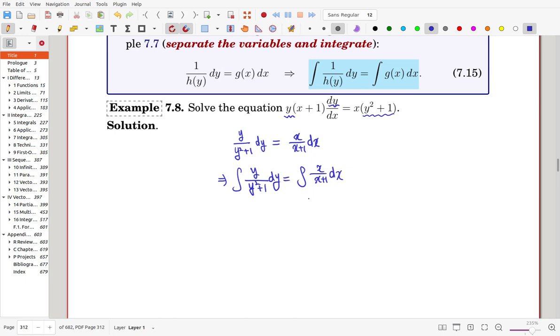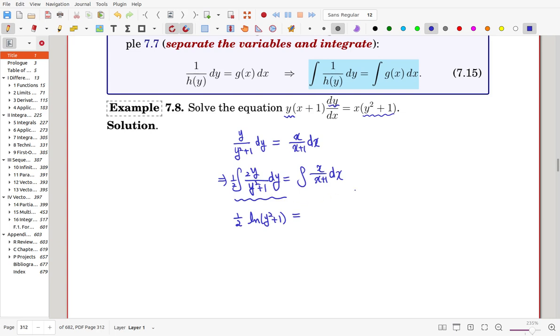So after evaluating these integrals, we can get the answer. For the left-hand side, it's quite simple. If you consider y squared plus 1 as f of y, then the numerator is a constant multiple of f prime of y. If you multiply by 2, then it's the derivative of that, and the 1/2 you can put over there. So that is half of the natural logarithm of y squared plus 1, and that's done for the left-hand side.